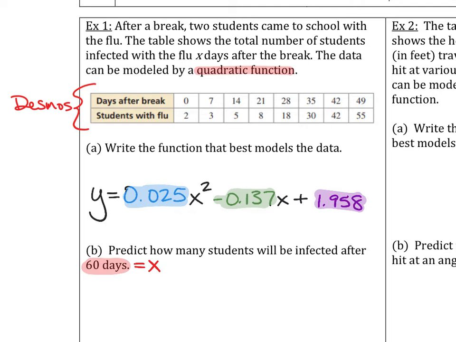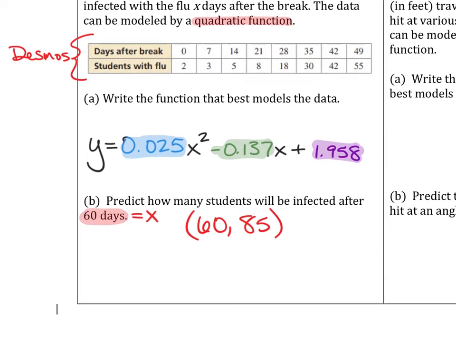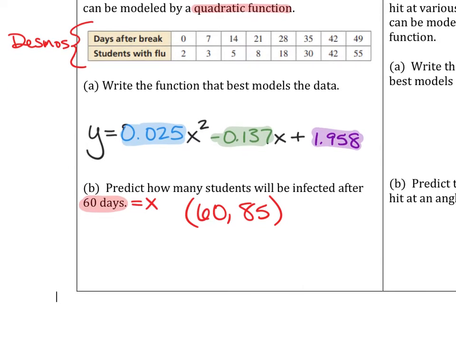So underneath your equation, don't delete anything, because we're going to use that prediction line to figure out how many students will be infected after 60 days. Because that point of intersection is at 60, 85 point something, that means the number of students that will be infected after 60 days is going to be about 85 students.